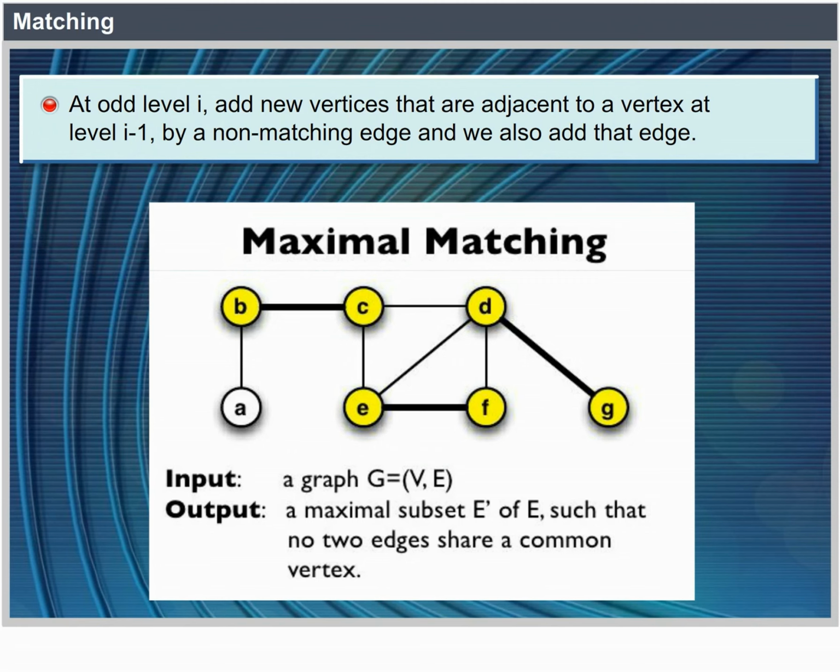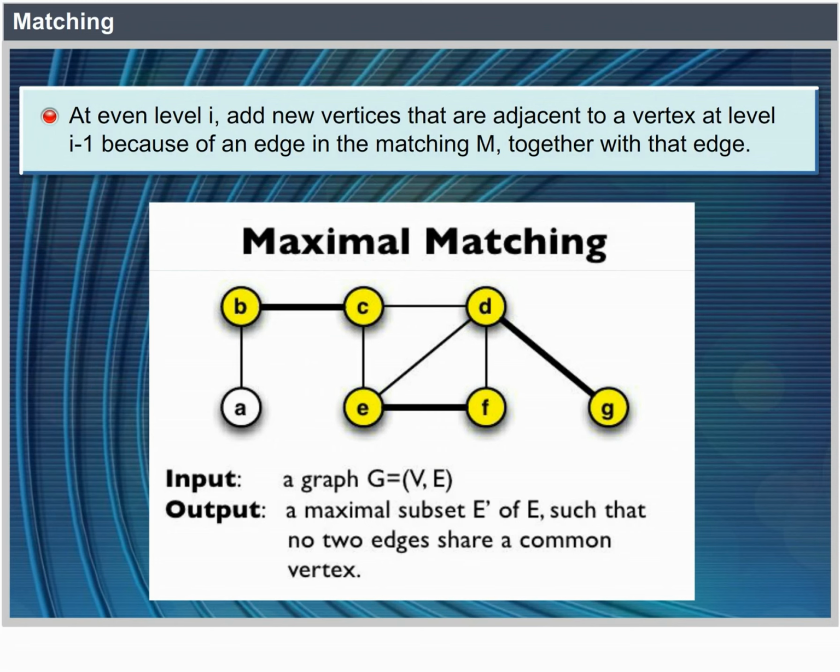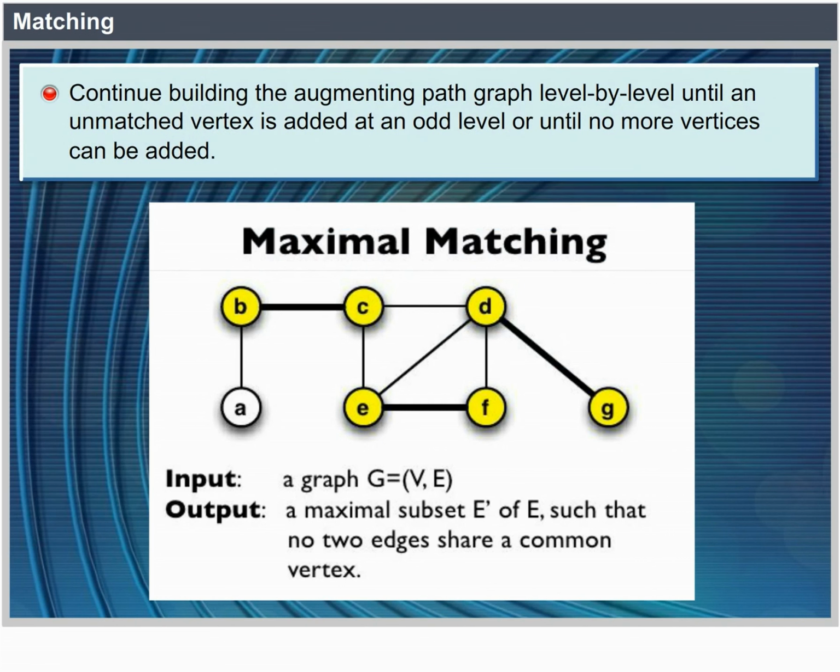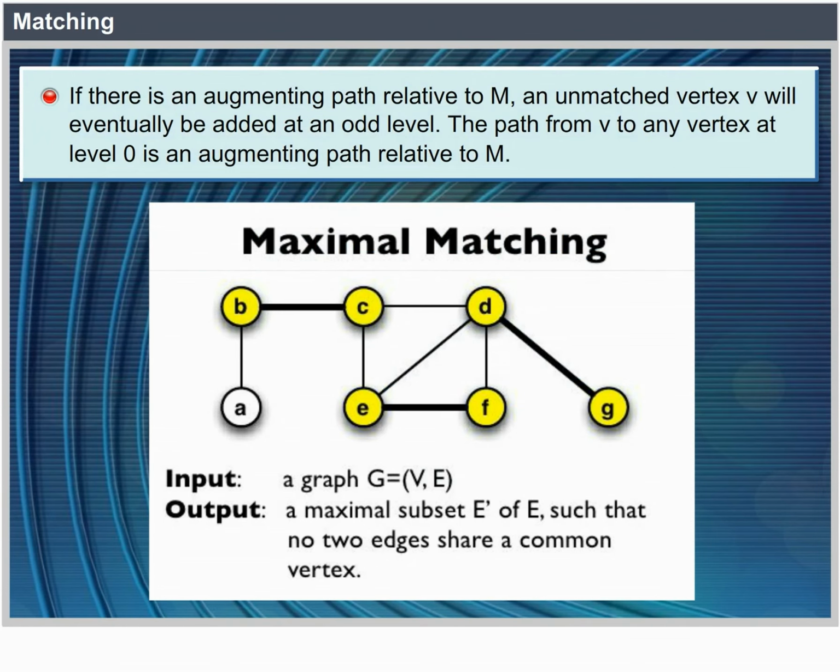At even level i, add new vertices that are adjacent to a vertex at level i-1 because of an edge in the matching M, together with that edge. Continue building the augmenting path graph level by level until an unmatched vertex is added at an odd level or until no more vertices can be added. If there is an augmenting path relative to M, an unmatched vertex V will eventually be added at an odd level. The path from V to any vertex at level 0 is an augmenting path relative to M.